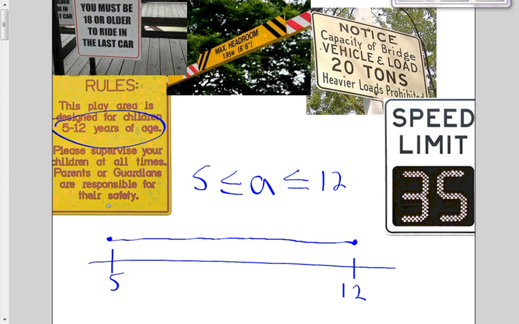Now, arguably, you are 12 all the way till your 13th birthday. So this should actually extend all the way over here with an open circle. So the day of your 13th birthday, then the playground was not made for you.